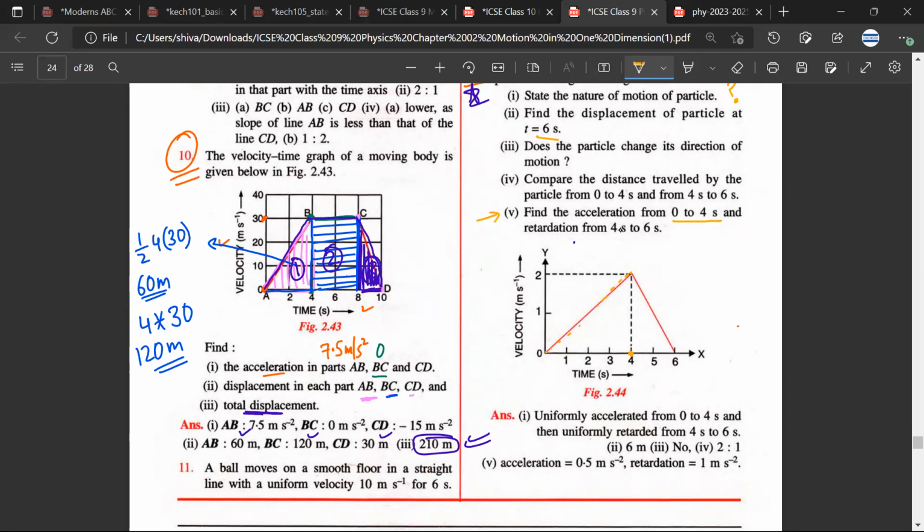So let us calculate the acceleration right now. The acceleration is equal to the slope of the velocity time graph. From 0 to 4 seconds, the acceleration is positive and it is v2 minus v1 upon t2 minus t1. So this would be equal to 2 minus 0 upon 4 minus 0, which is equal to 0.5 meter per second square. So the acceleration here is positive and it is equal to 0.5 meter per second square. Do we agree to this?